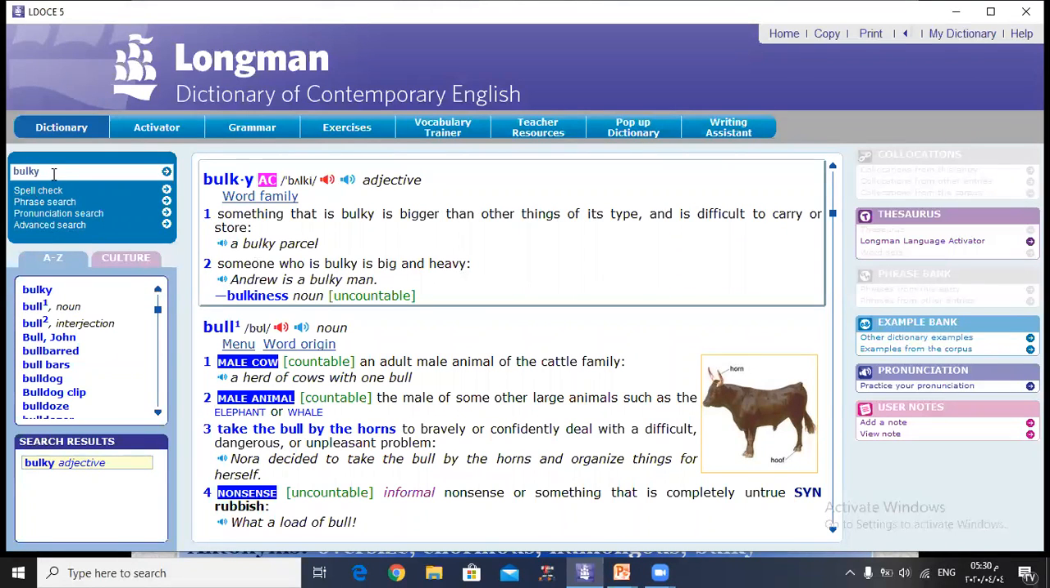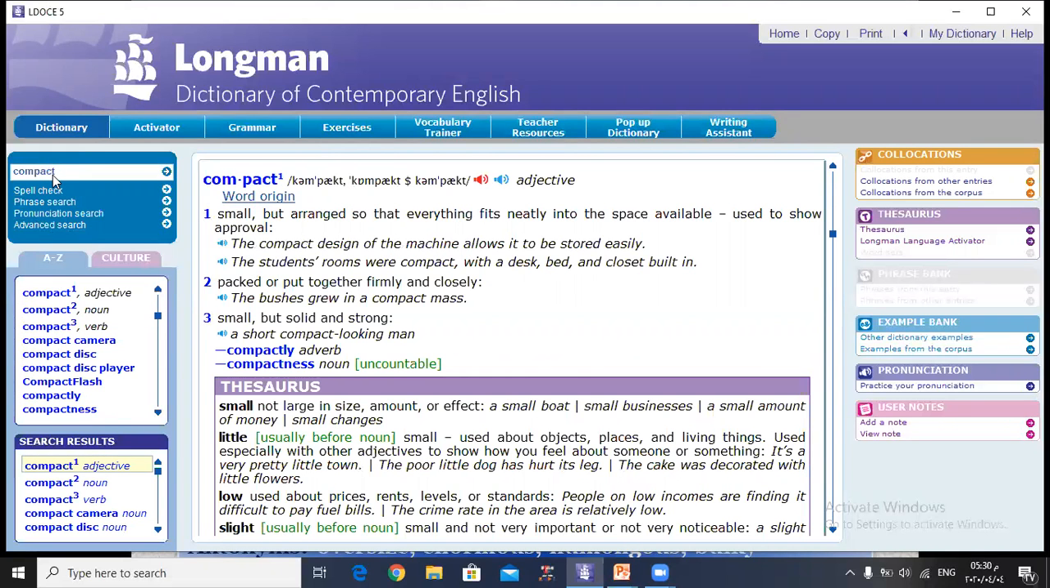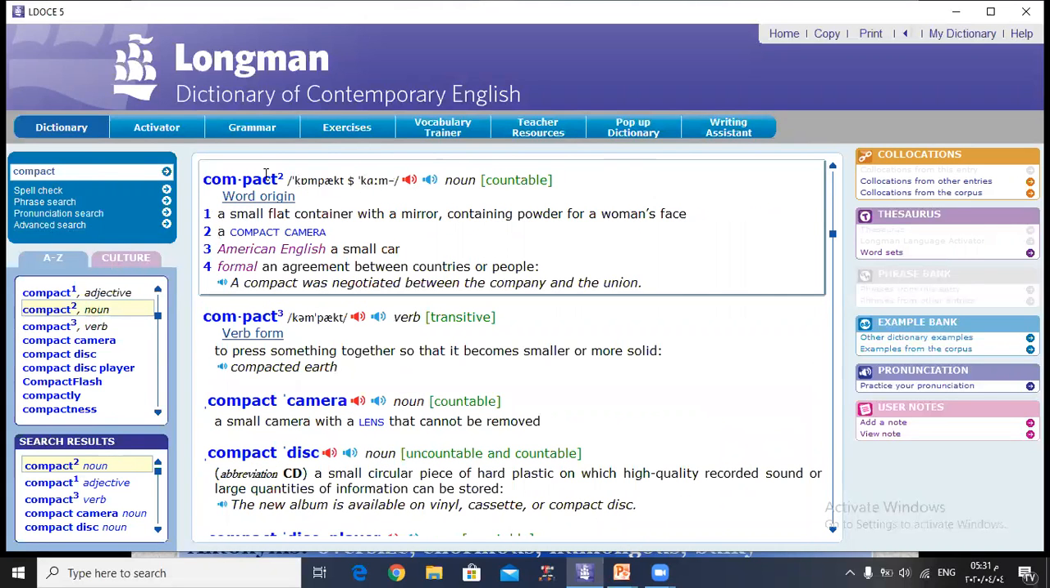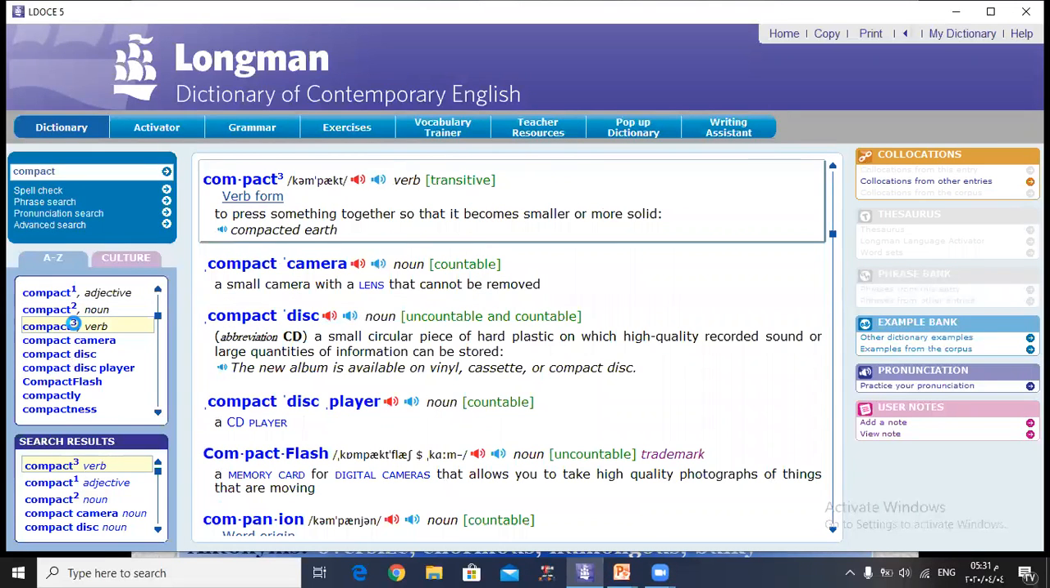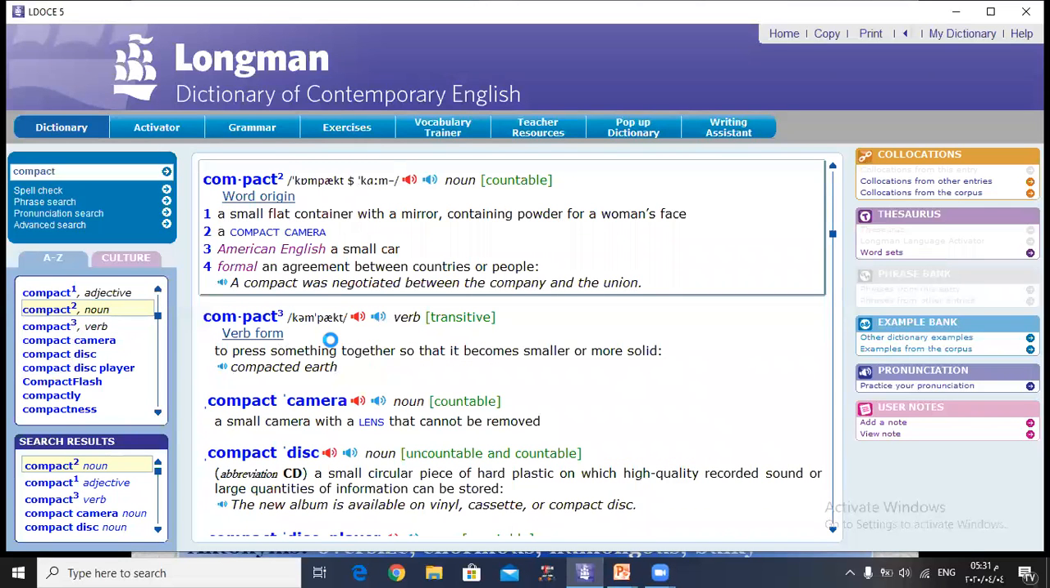But here, if I want to write down the word compact, we have two ways of pronouncing this word. For example, when it is an adjective, compact, the syllable stress is in the middle. But as a noun, we make the stress on the first syllable, compact. As a verb, compact. So I make the stress in the verb on the second syllable and in the noun on the first one. This is very great.